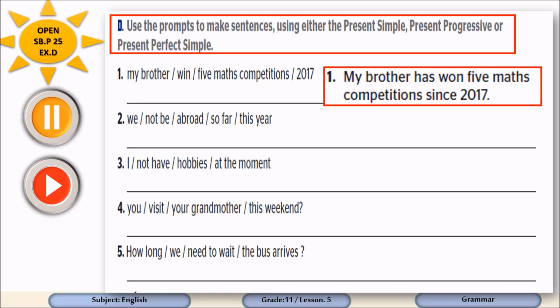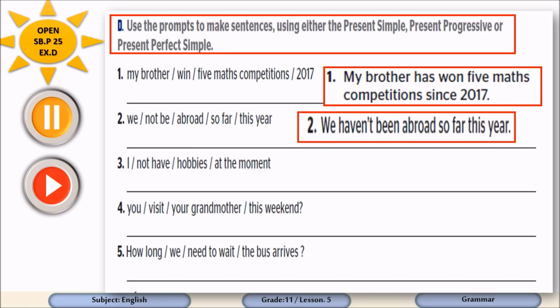Number 2, we, not be, abroad so far this year. The answer is: we haven't been abroad so far this year. It is in the present perfect. Why did we use the present perfect? Because we have a keyword that indicates the present perfect, which is so far.